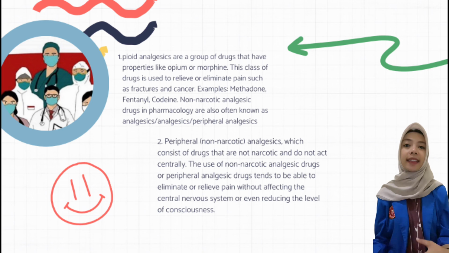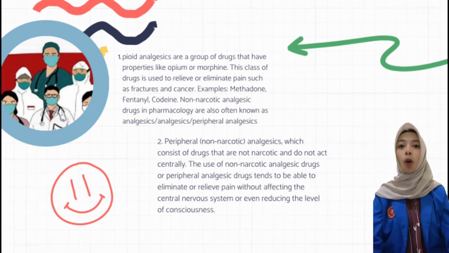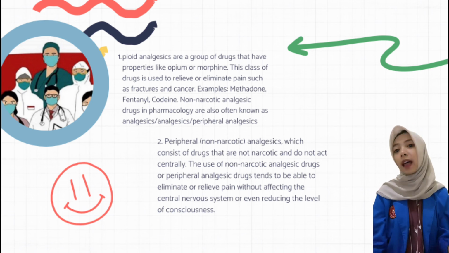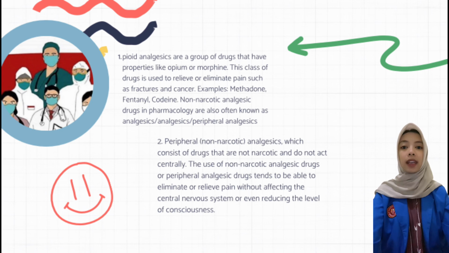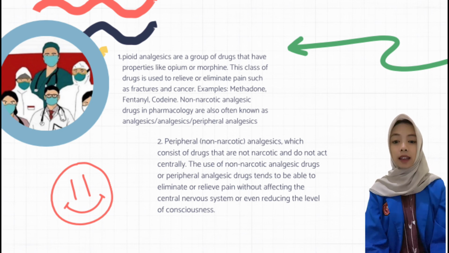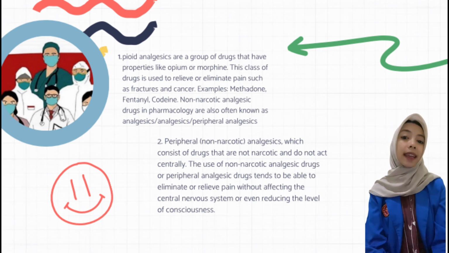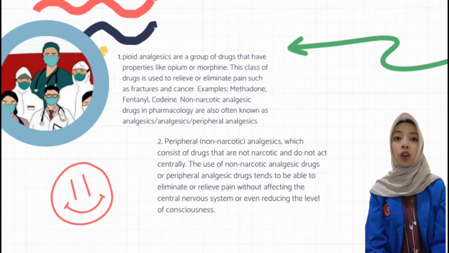First, opioid analgesics are a group of drugs that have properties like opium or morphine. This class of drugs is used to relieve or eliminate severe pain such as fractures and cancer pain. Examples are methadone, codeine. Non-narcotic analgesic drugs in pharmacology are also often known as peripheral analgesics. And second, peripheral non-narcotic analgesics consist of drugs that are not narcotic and do not act centrally. The use of non-narcotic or peripheral analgesic drugs tends to be able to eliminate or relieve pain without affecting the central nervous system or reducing the level of consciousness.